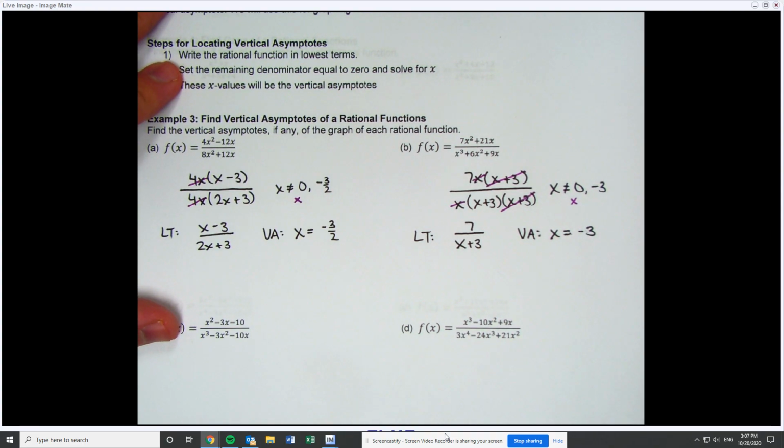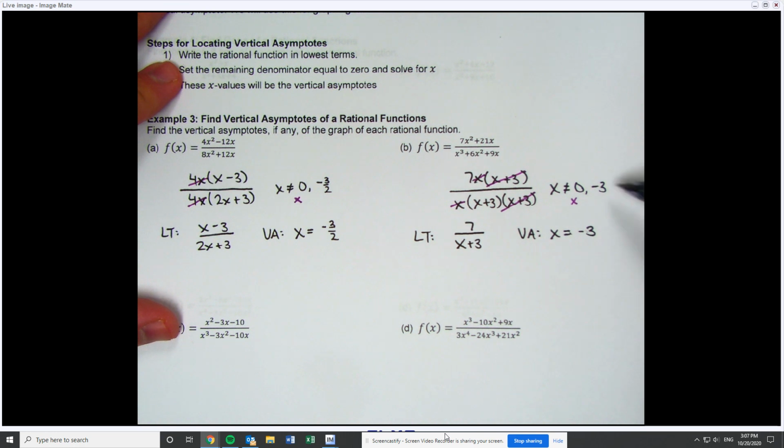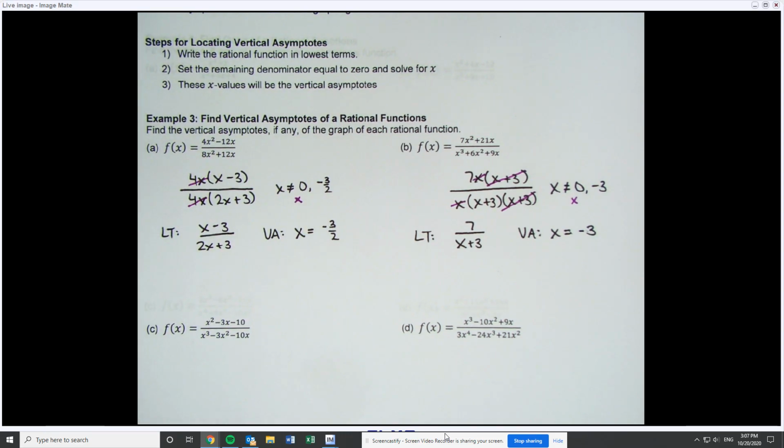So 2 ways you can do this. Solve the remaining denominator for 0. That gives us negative 3. Or just look to see which one doesn't get crossed out. And that's it. That's how you can find your vertical asymptotes.